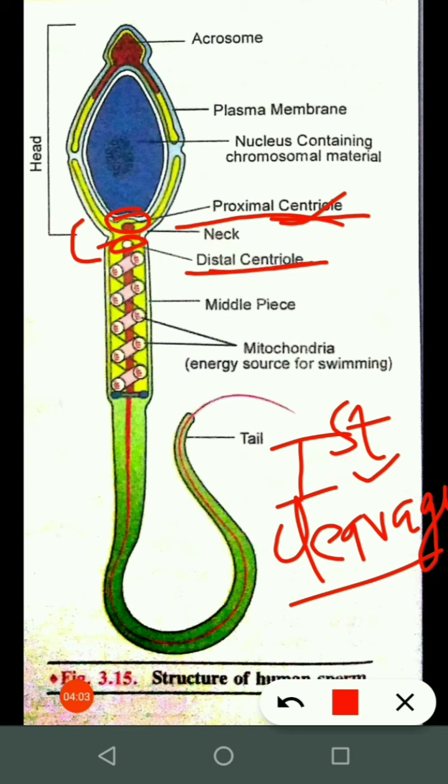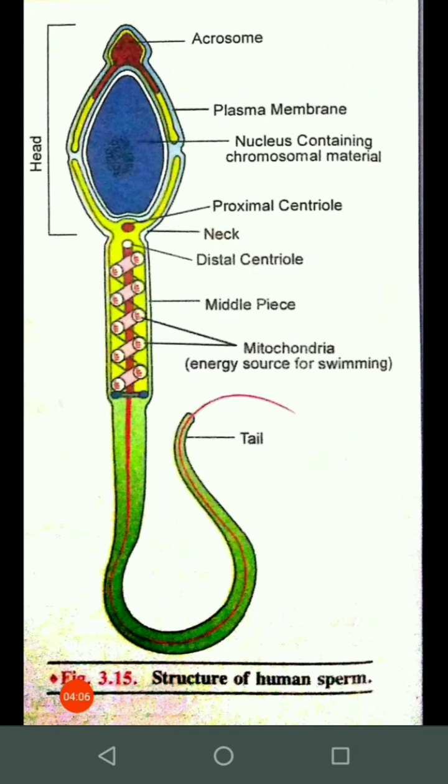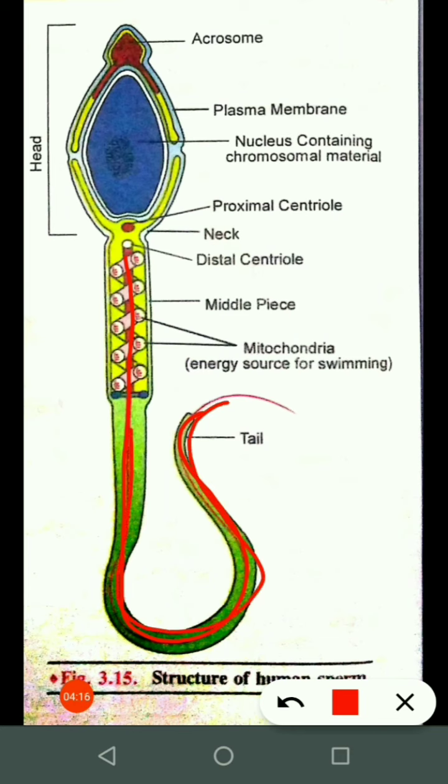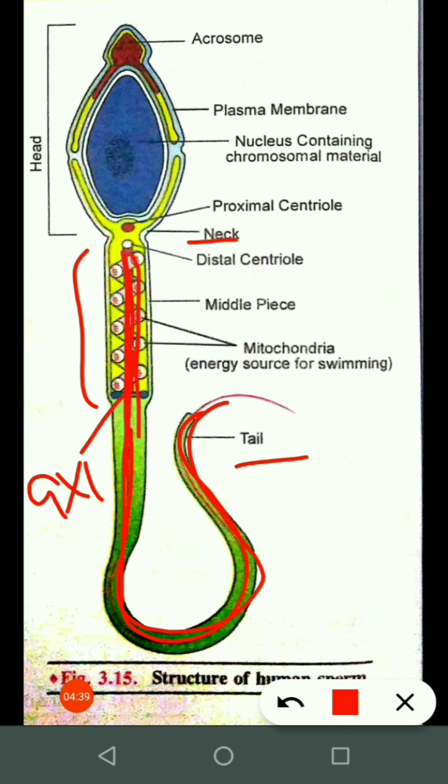Now the distal centriole: you can see this distal centriole continues as a red-like structure throughout the tail. So it is connected with the tail, or the axial filament. Now the next structure is the middle piece. It lies between the neck and tail. You can see this middle piece, and it has the axial filament of microtubules. You can see this red structure, as I told you earlier. This is the axial filament.